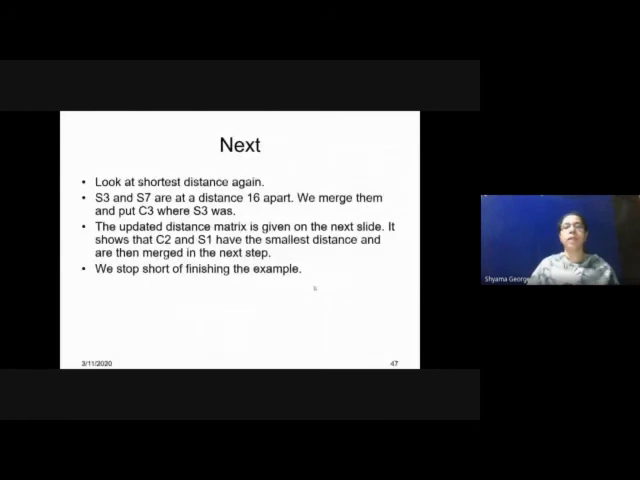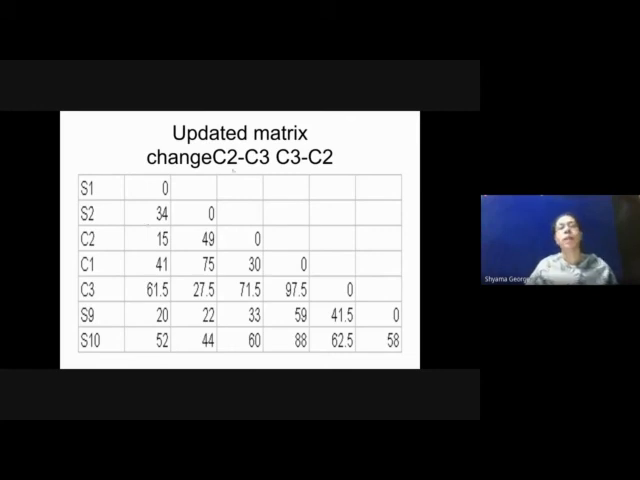Similarly, now the smallest distance is between S3 and S7, which is 16, and they should be combined, and we can form the new cluster C3, and instead of S3 we should replace it by C3. Now in this diagram there is a mistake. Actually C2 is C3 and C3 is C2. So we got three clusters, C1, C2 and C3. Similarly, we can continue like that until we get all the objects into a single cluster.